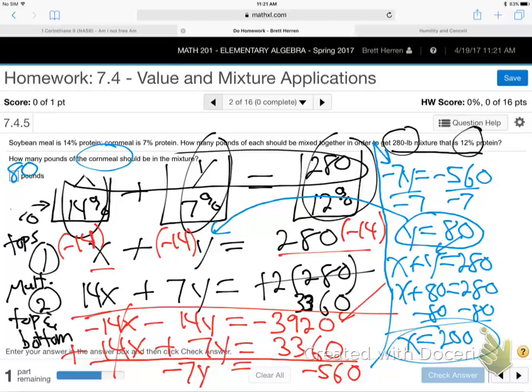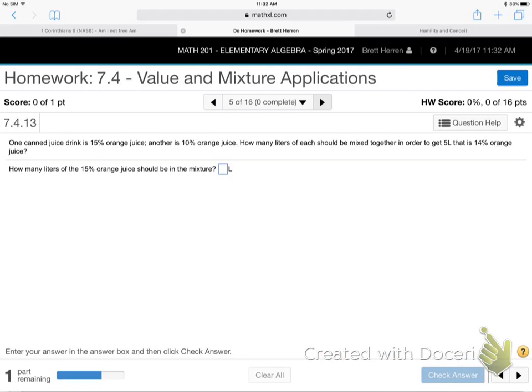All right. So let's try. So there it is. One canned juice drink, 50% orange juice. Now there's 10. How many liters of each should be mixed to get 5 liters of 14% orange juice? All right. See if you can do the same thing with the 3 beakers and the percentages.